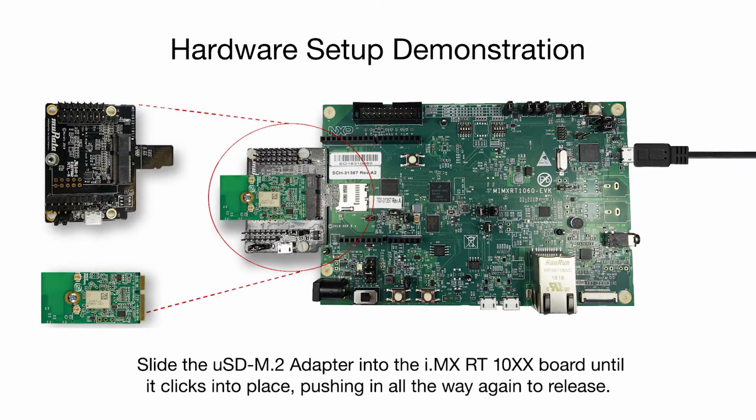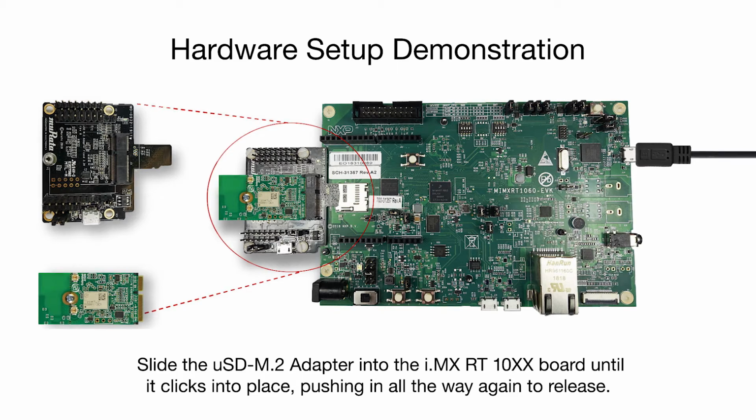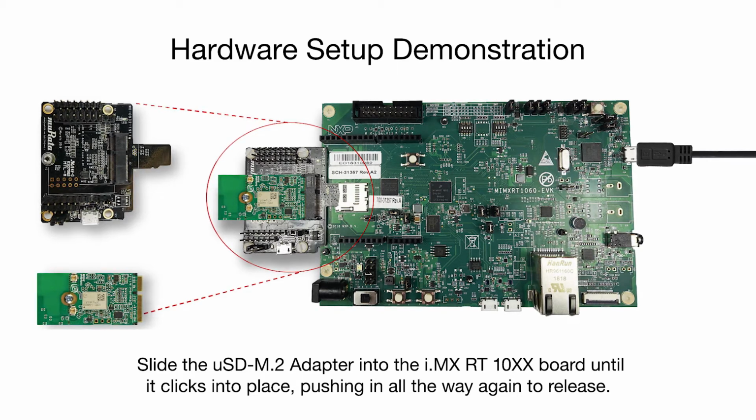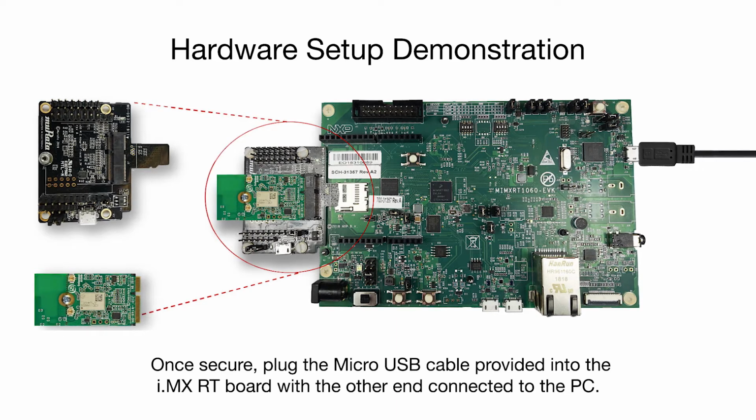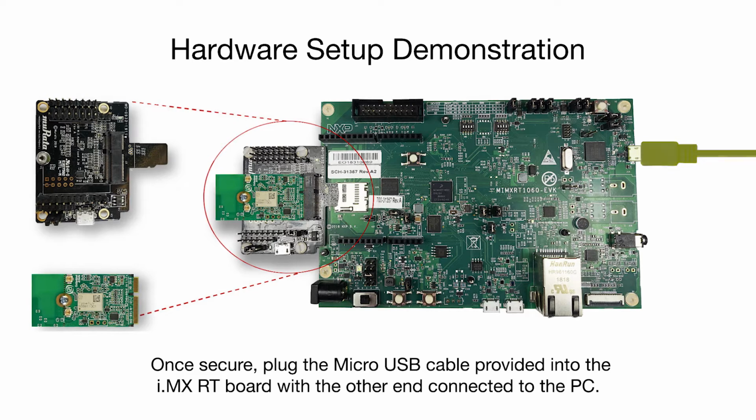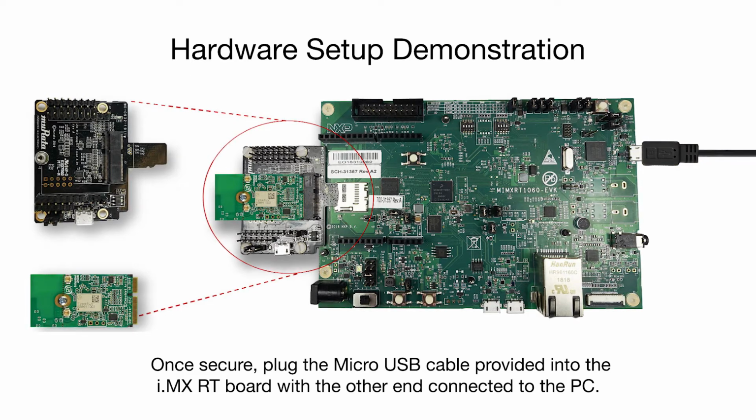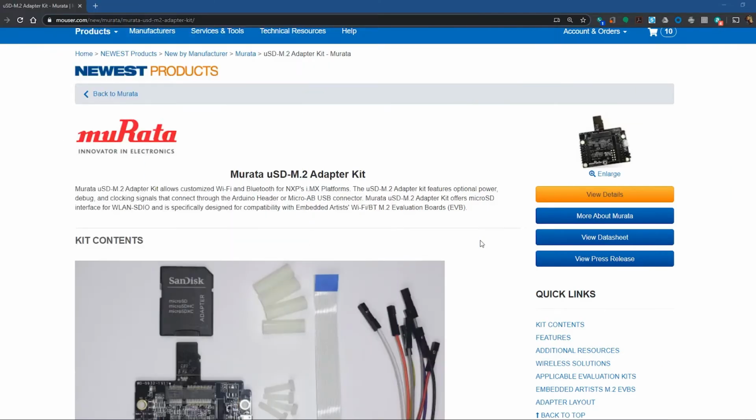Slide the microSD M.2 adapter into the i.MX RT10XX board until it clicks into place, pushing in again to release. Once secure, plug the micro USB cable provided into the i.MX RT board with the other end connected to the PC. Let's start by looking at the resources available and the software you'll need to download and perform the demo discussed in this video.